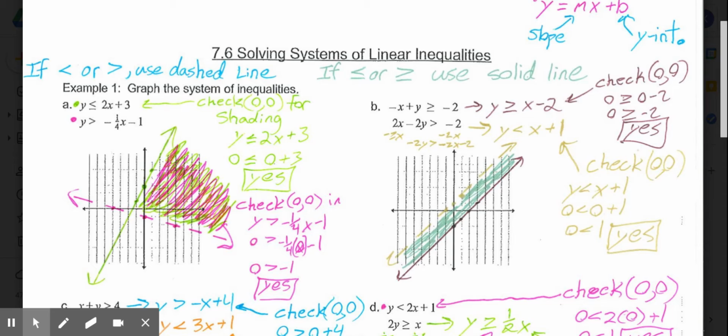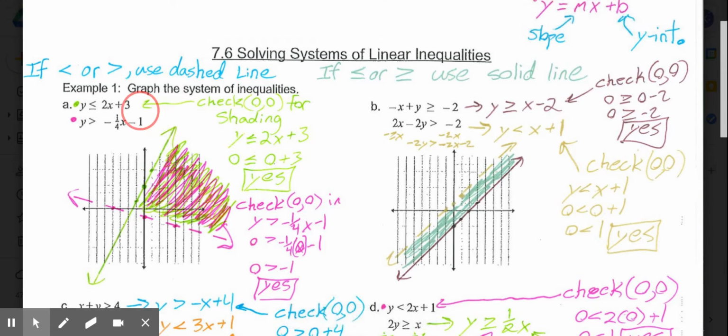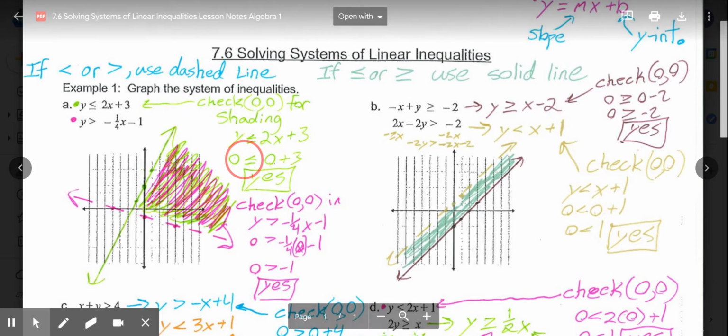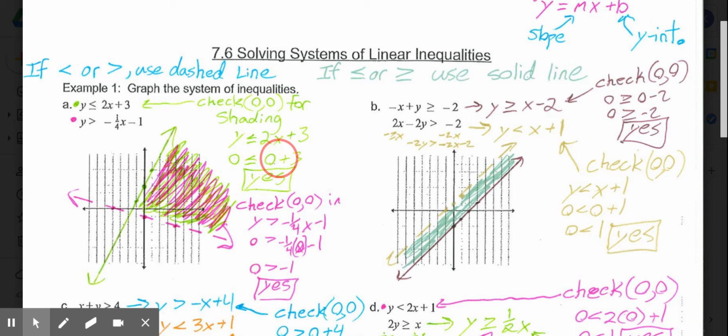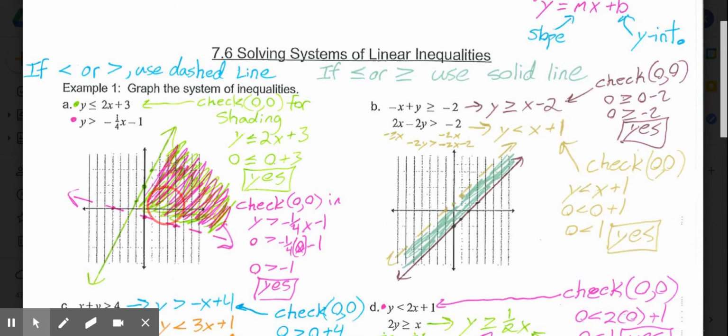Now we need to figure out which way the shading goes. So again, if your lines do not pass through the point 0, 0, I use that to check for my shading. So in this case, checking 0, 0 in the top equation, it ends up being 0 is less than or equal to 0 plus 3. So is 0 less than or equal to 3? Yes, it is. So on that one, I'll be shading toward the 0, 0, which would be to the right of my line.